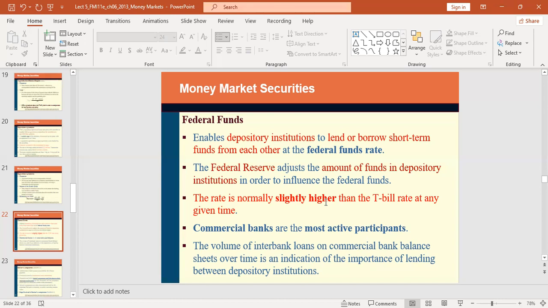The rate is normally slightly higher than the treasury bill rate. So most other money market securities are slightly higher than the treasury bill rate. Why? Because the treasury bill rate is considered less risky because it is issued by the government. Government will always exist. So the federal fund rate is also priced slightly higher than the treasury bill rate. So commercial banks are the most effective participants because they can use this rate to lend to one another. The volume of interbank loans on commercial bank balance sheets over time is an indication of the importance of lending between depository institutions. So these banks lend each other money.